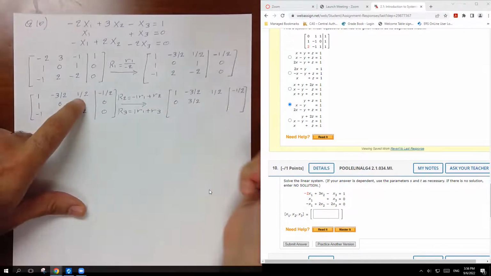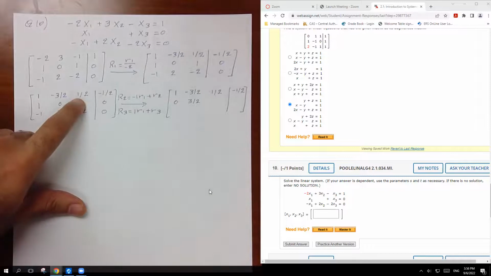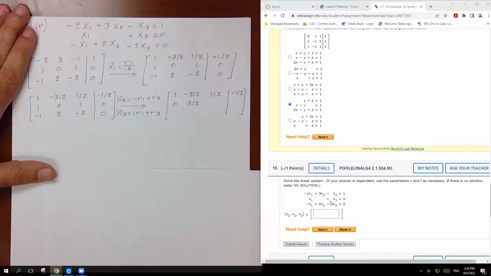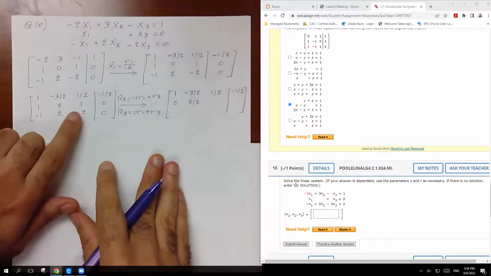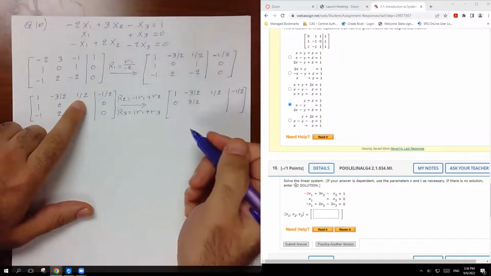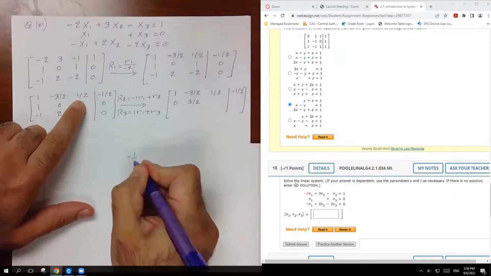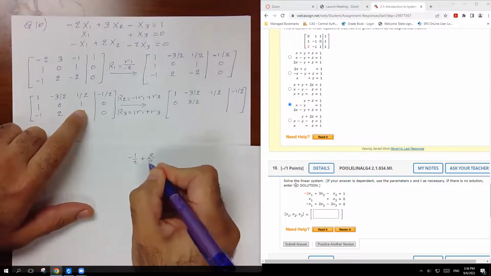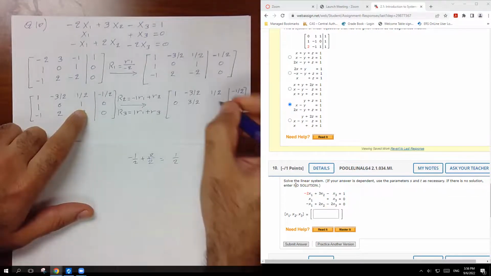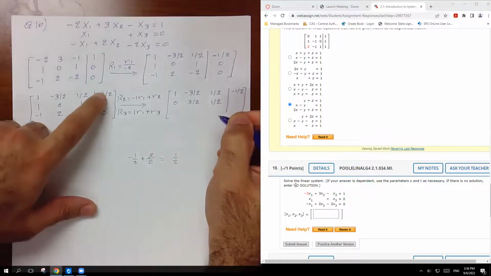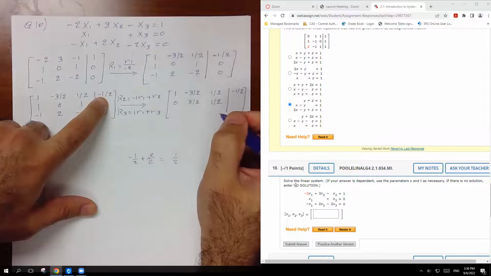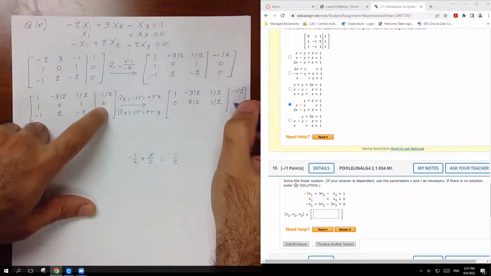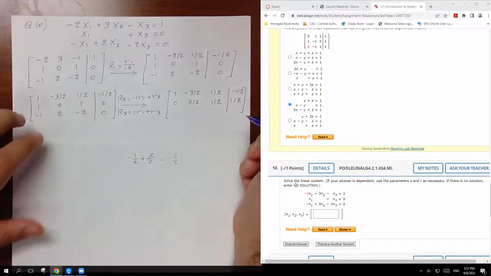-1 times -1/2 is going to be 1/2. The next number is going to be -1 times 1/2, which is -1/2. Add to 1, this one is going to be 2/2, so it's going to be 1/2. This means this one is going to be 1/2. -1 times -1/2 is going to be 1/2 plus 0, so it's going to be 1/2. So we're done with the second row.